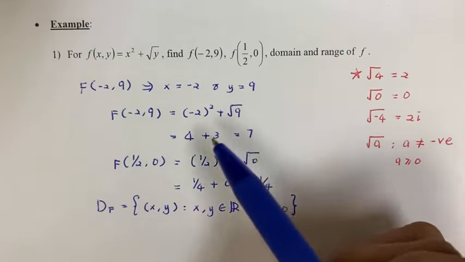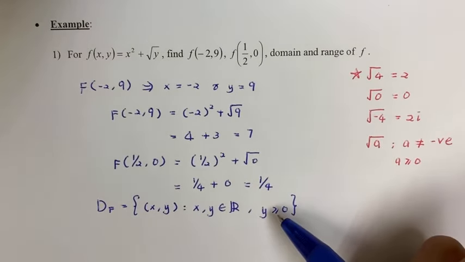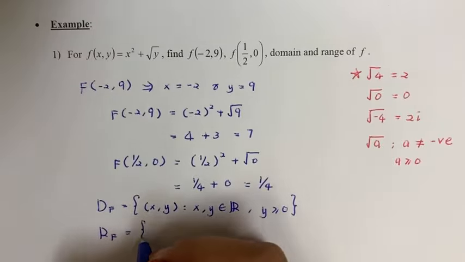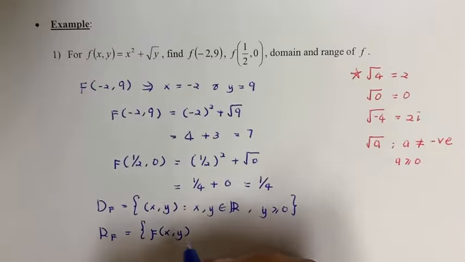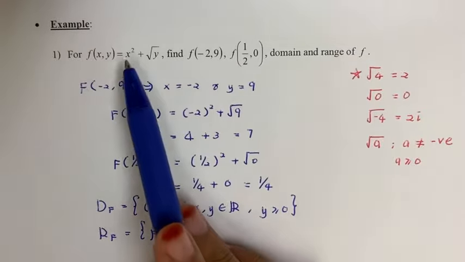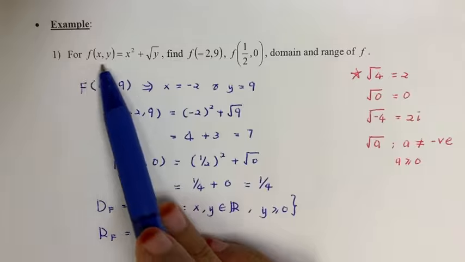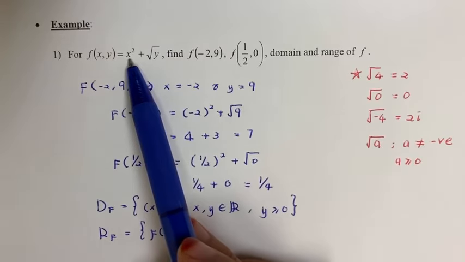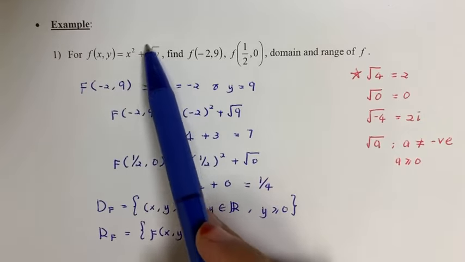No restriction for x, so we just put the restriction for y. Okay, so this is the domain. And then solve for the range of f. Since for the range we consider the value of f(x, y) when you substitute all the possible values of x, y, what happens to f(x, y) here? When you substitute 0, 1, 2, 3, negative 2, negative 3 with this one.